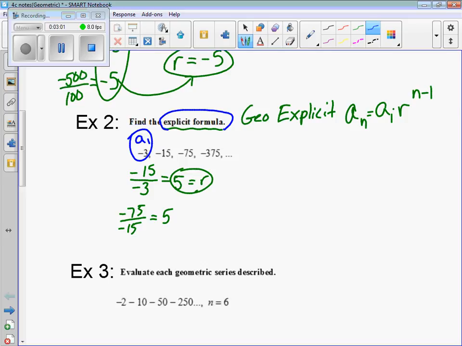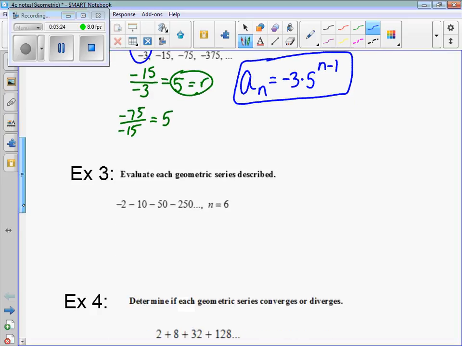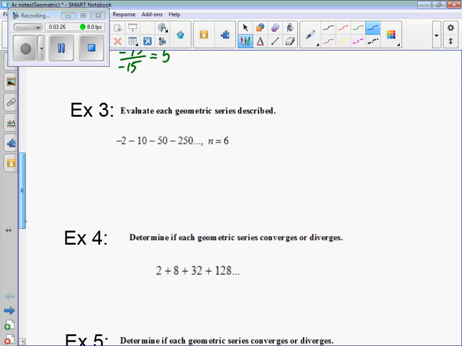So let's do a sub n. You just write down a sub n equals the first term, negative 3, times the r, which is 5, raised to the n minus 1. We don't know what n is, so we just leave it n. There's no simplifying you have to do in this case. Arithmetic, you have to simplify, but geometric, you do not. So that is just substituting in. That's the explicit formula.